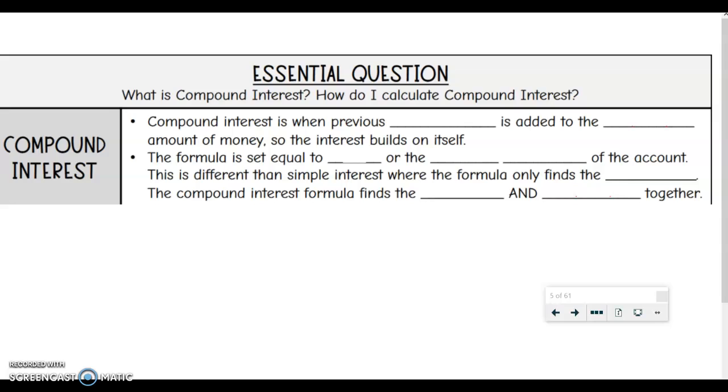Compound interest is when previous interest earned is added to the principal amount of money so that the interest builds on itself. The formula is set equal to A, and A represents the total amount of the account. So this is different than simple interest, where it finds only the interest. Compound interest finds the interest and the principal added together.